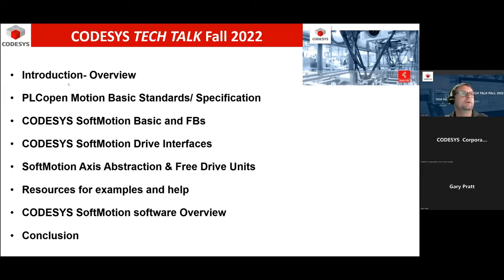I'm going to first begin with just a general introduction overview, and talk a little bit about where motion is and where it came from, how we got to where we're at, and then a little bit of discussion about PLCopen, mainly the motion basic standards and specifications. I'll go through CODESYS SoftMotion basics and FBs, and then the CODESYS SoftMotion drives and interfaces, followed by SoftMotion resources and examples, and we'll do the overview of the software, and then I'll conclude.